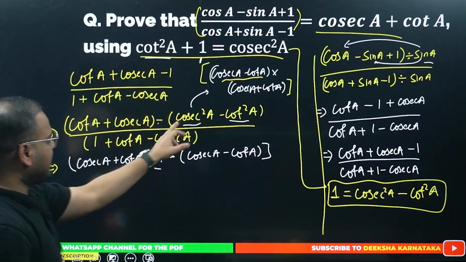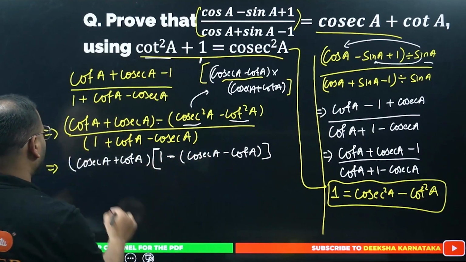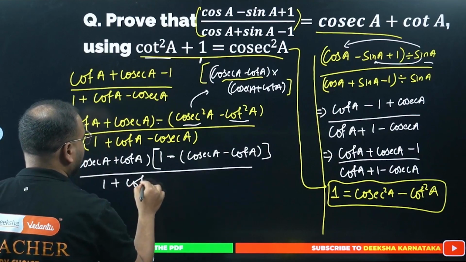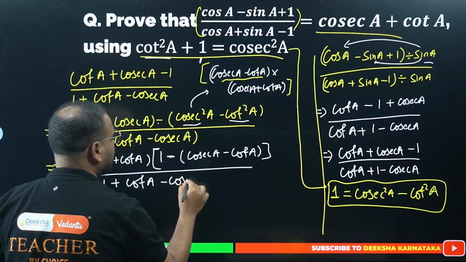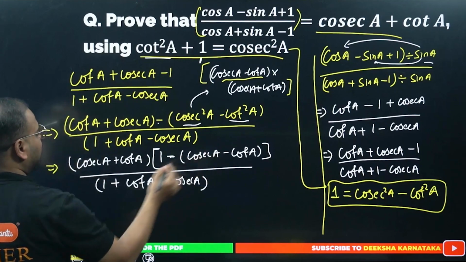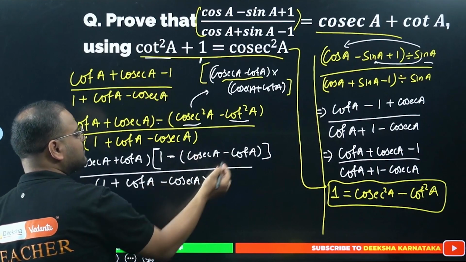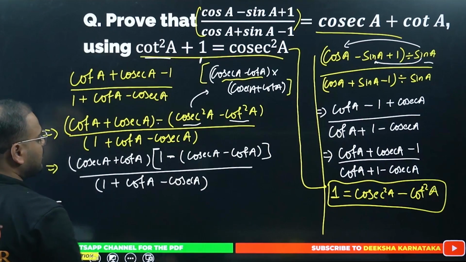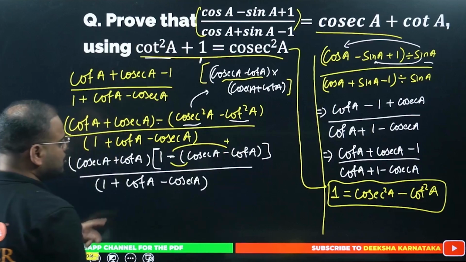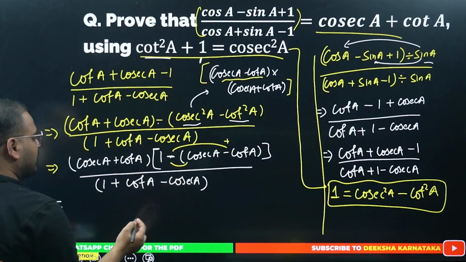Again, I will go again. A square minus B square: you have taken A plus B common, so A minus B will be left. Okay, write the denominator, sir. So 1 plus cot A minus cosec A. Simplify this. Minus cosec A, and the minus will become plus. So 1 minus cosec A plus cot A.